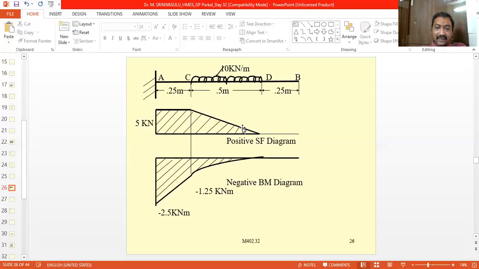Here the shear force is 0, and here it is 5. We have to join them with a straight line, because the general equation of the UDL is W into X. So we join 0 to 5 with a straight line, and then the same shear force remains constant, a straight horizontal line. So this is the diagram for the shear force, and here all the shear force is positive. That diagram represents the SFD for the given cantilever.